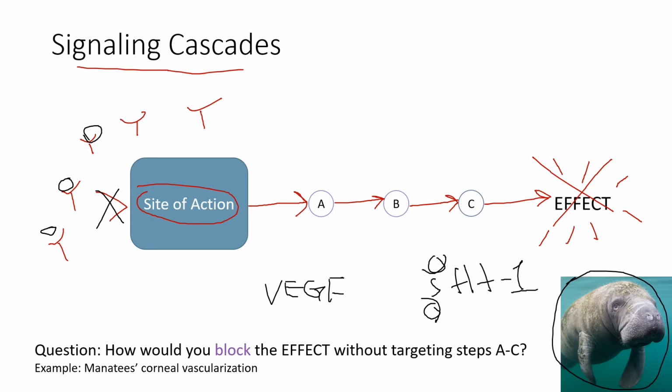And so in the case of manatees, they don't make this soluble SFLT1, and so VEGF is able to bind to their site of action on the cells, and so they get vascularization in their eye, and the corneas are vascularized, and that's the reason why manatees have really terrible eyesight.